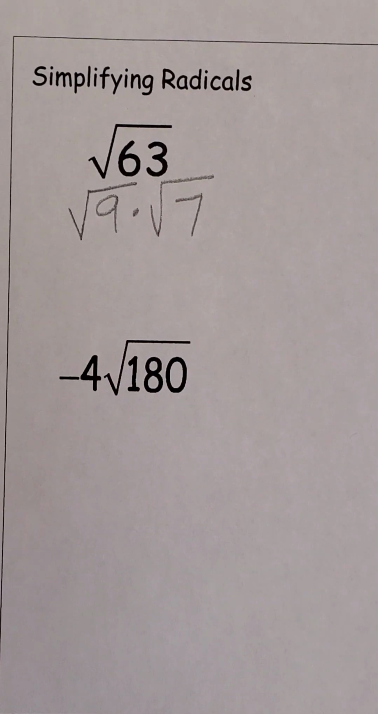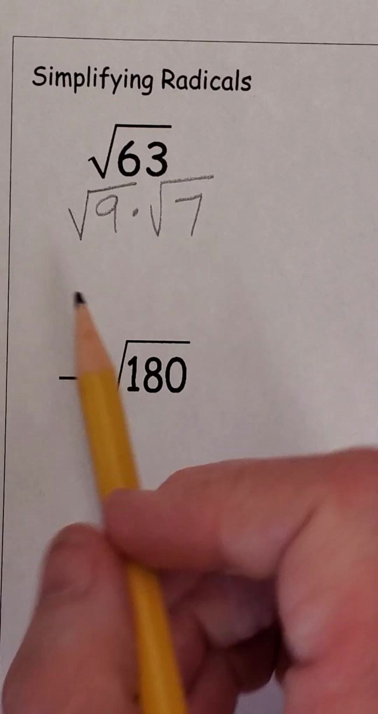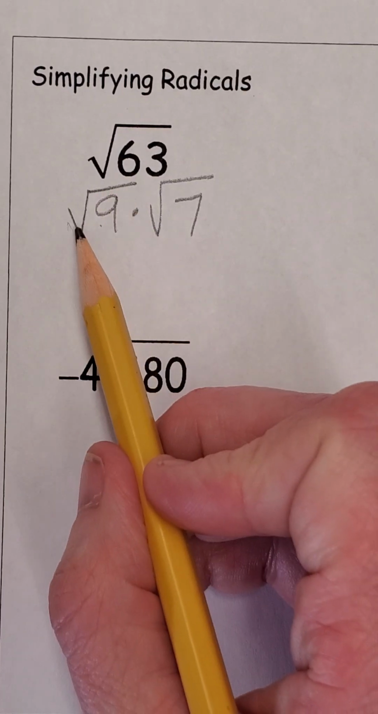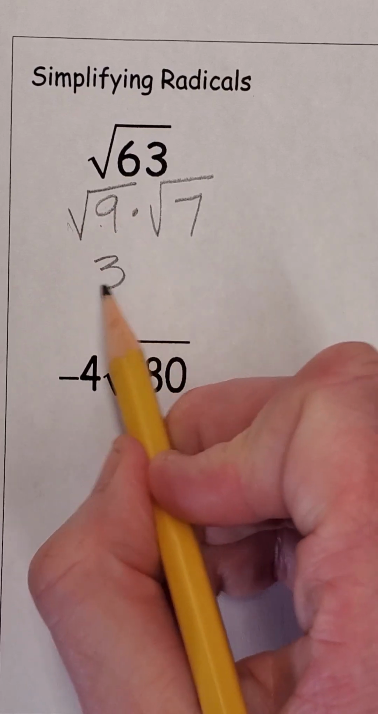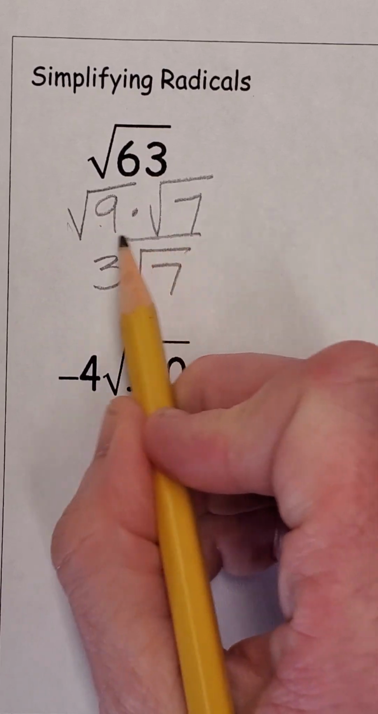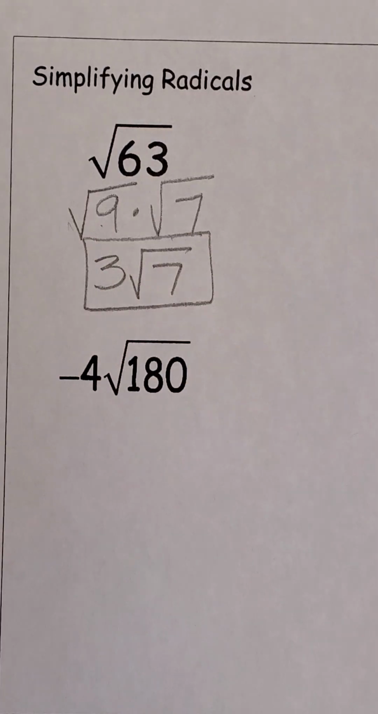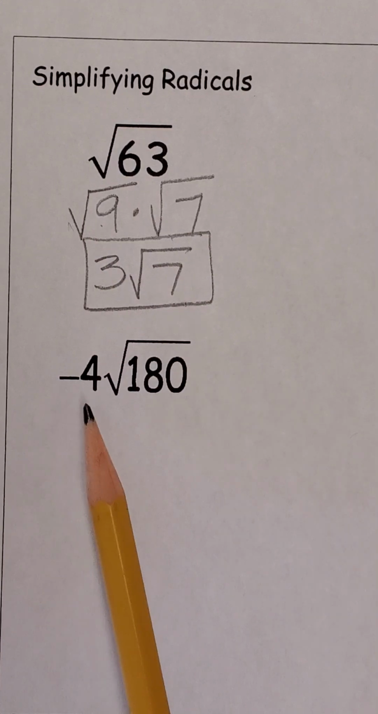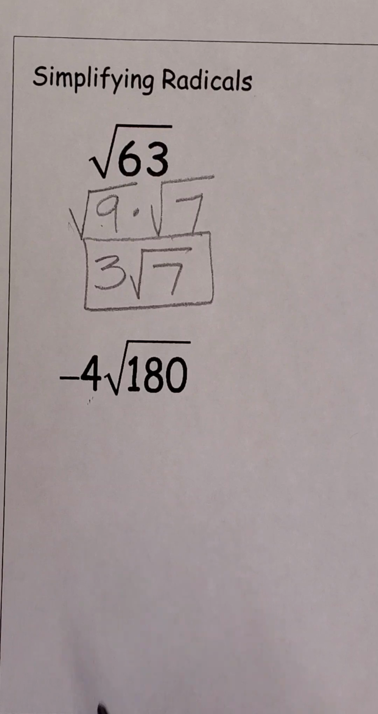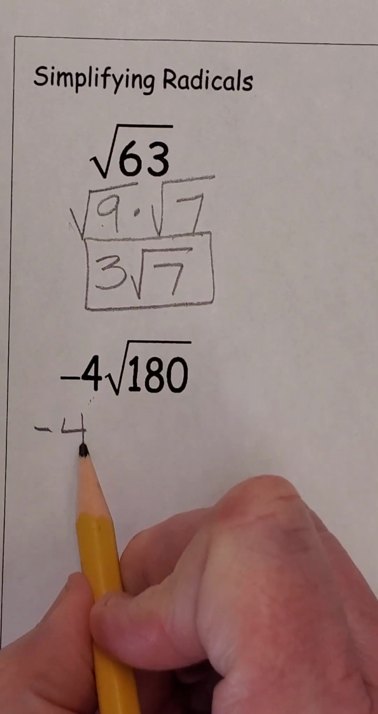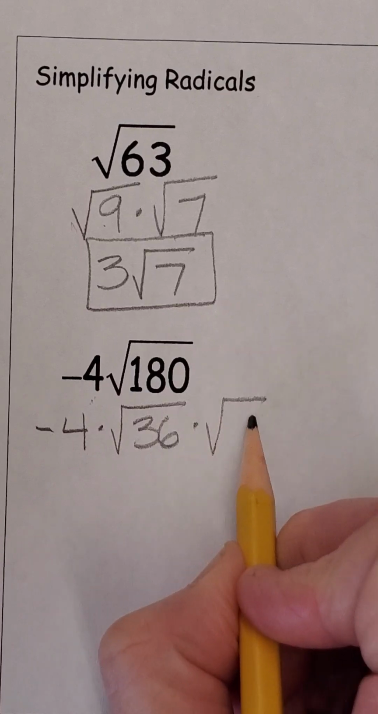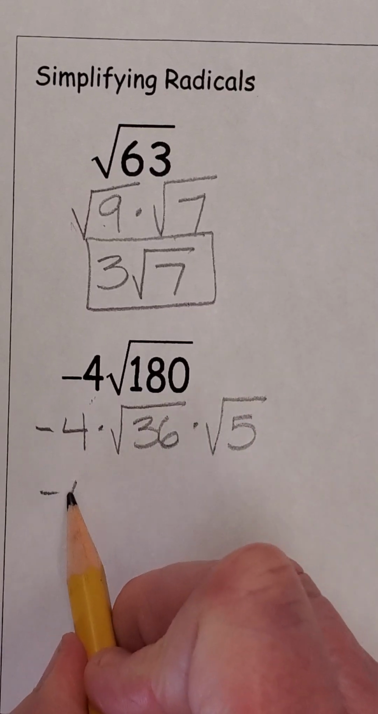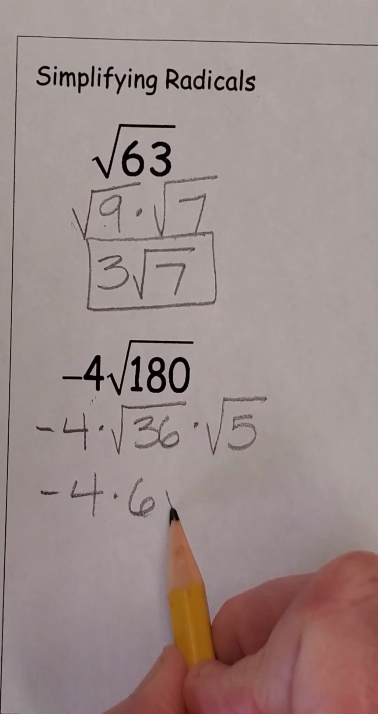Then we will rewrite the perfect square as its square root, and we also need to make sure that we remove that symbol. So root 9 is not the same as root 3. Root 9 is the same as 3, and there we are finished. Now, if we have a coefficient, which we do, we're going to break that down into 36 times 5. And then we're going to bring this down.